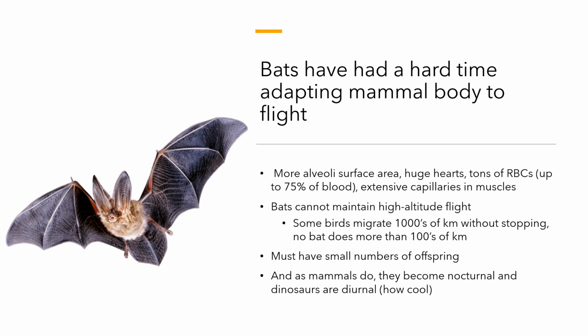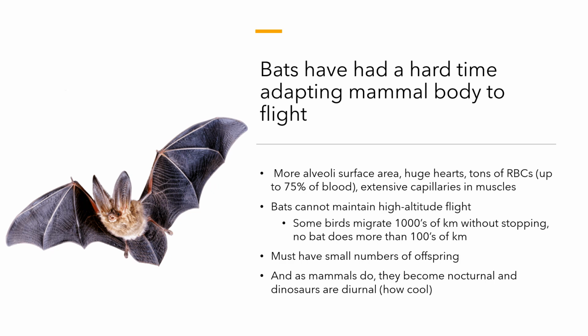The other group of mammals that have taken the air that are not as efficient are bats. And actually, they've had a really hard time adapting the mammal body to flight. They've had to do things like vastly increase the surface area of their lungs. They have enormously enlarged hearts to pump much more blood within their body. Their blood actually has more red blood cells than your own, right? You can see red blood cells make up to 75% of the blood of bats, right?